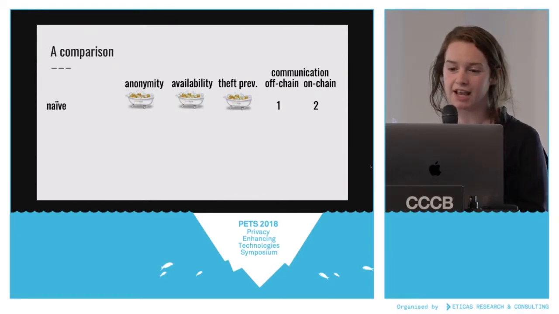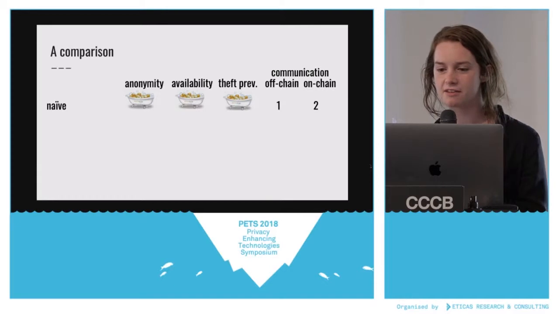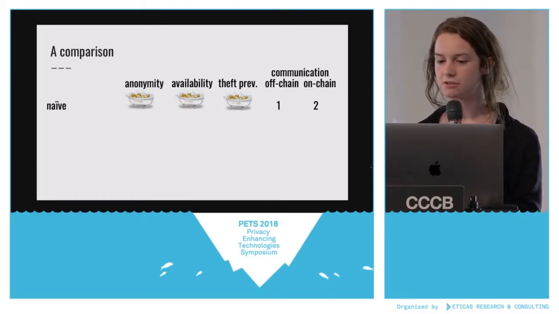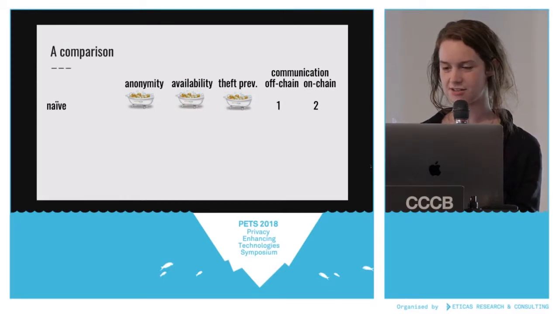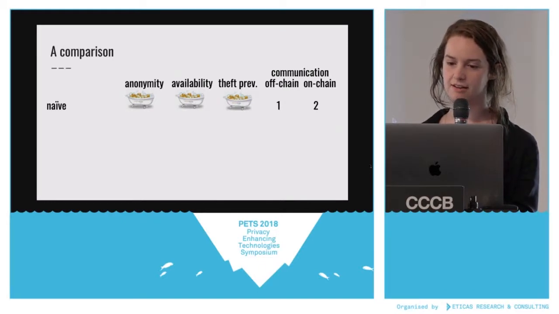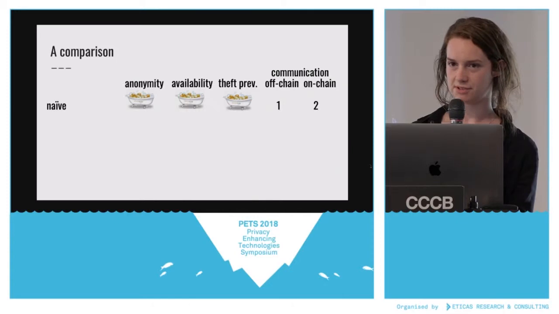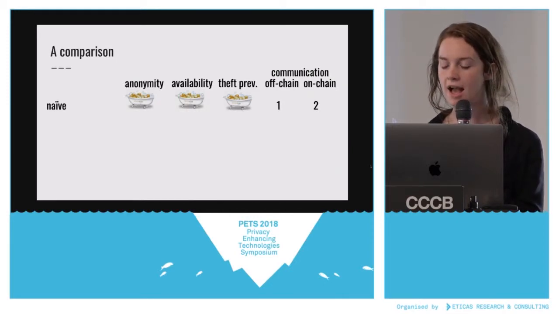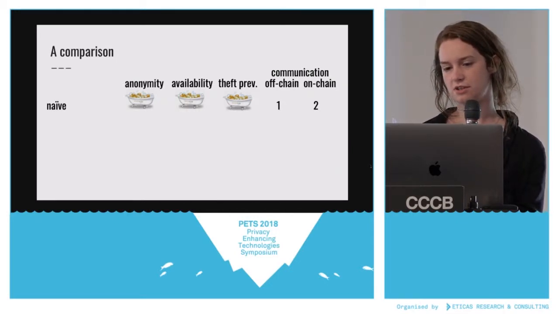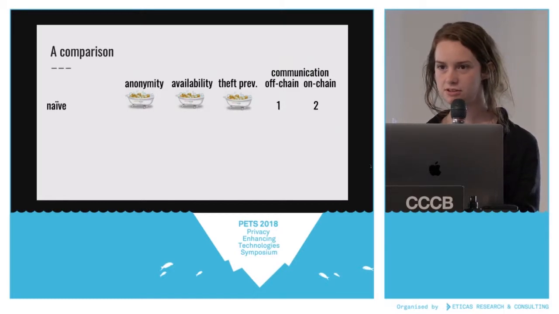But in terms of communication and frictionlessness, this rates pretty highly. Off-chain communications is just one: the recipient needs to tell the sender the Bitcoin address they want to receive the money to, just like normal. And on-chain transactions, this is two: the sender needs to send the money to the tumbler, and then the tumbler forwards it on, which is really good.